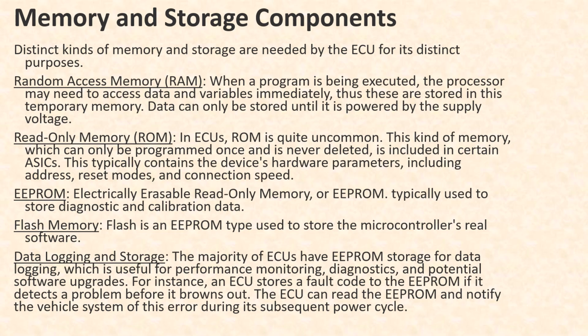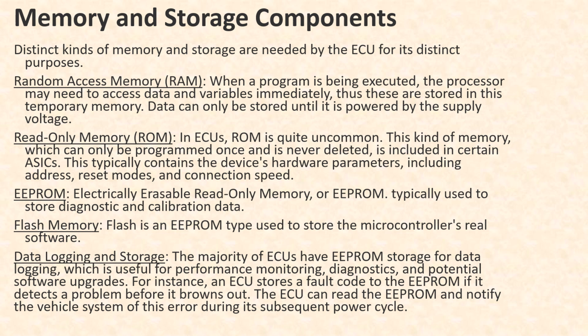When the program is being executed, the processor may need to access the data and variables immediately. Thus, these are stored in this temporary memory, and data can only be stored as long as it is powered by supply voltage. So this is the actual memory where the processor accesses the data.